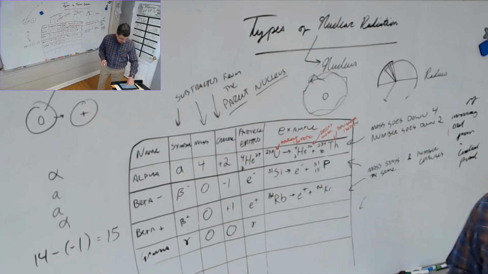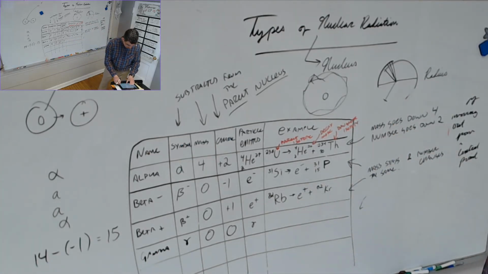And usually this one is in conjunction with another one. There's usually some other kind of decay. In fact, I think there's always some other kind of decay that happens at the same time. Always. So it's always going to be partnered with another kind of decay. Yeah, so this will work.